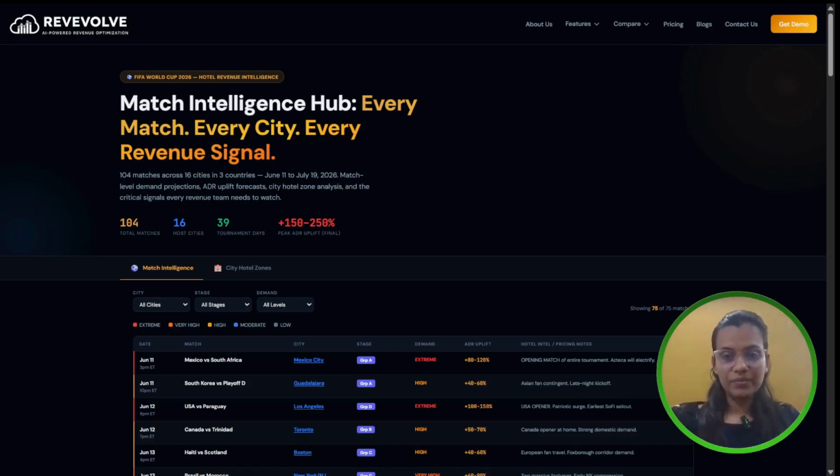Then tier 3, the final and playoff, between day 26 and 39, the last slot, where there is maximum scarcity in specific cities, like 200% plus ADR uplift, justified by supply constraints and extended stay patterns: families and international travelers staying 5 to 7 nights to watch the matches.